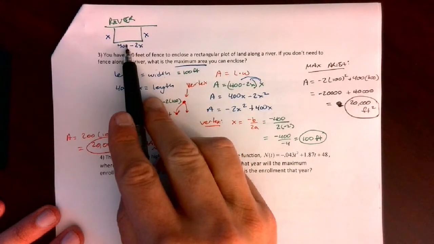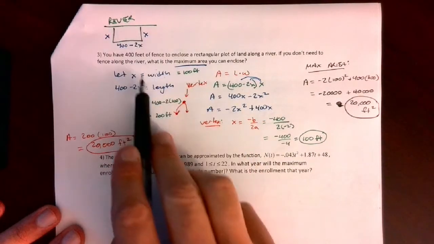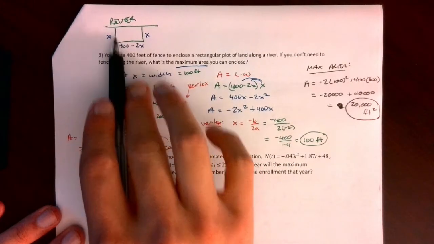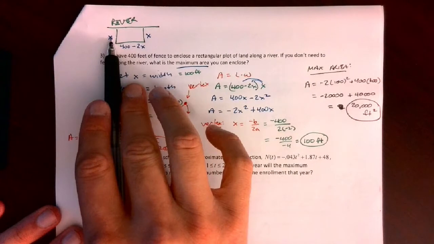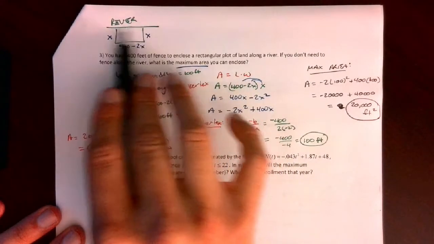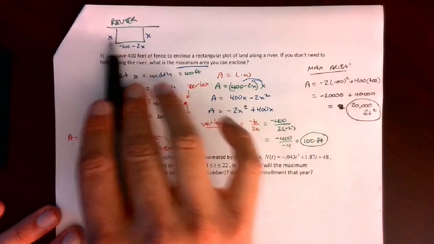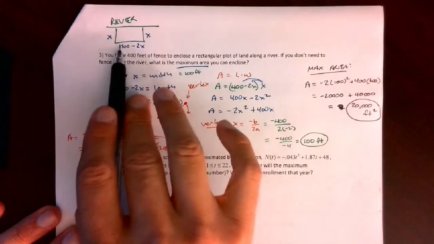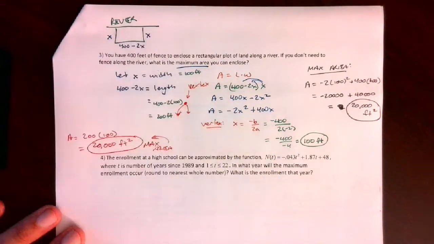If this problem was set up differently, you might need different let statements. So you have to really draw it to figure it out. If I said only 2 sides needed fence, you could call this x, and this side would just be 400 minus x. If I said that all 4 sides needed fence, you could still call both of these x, and the other ones would be 400 minus 2x, but divided by 2, because half of it would have to go here and half of it would have to go there.